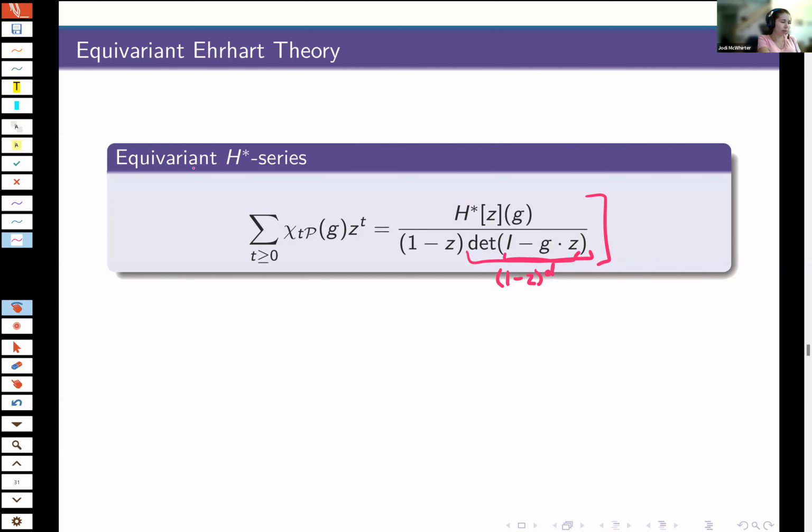This is called an equivariant H-star series, and that's really just talking about this numerator right here, because you're not necessarily going to get a polynomial. You could end up getting an infinite series up there. That's a part of Stapledon's conjecture. Condition 3 was that if you have those other conditions, then this numerator should be a polynomial.